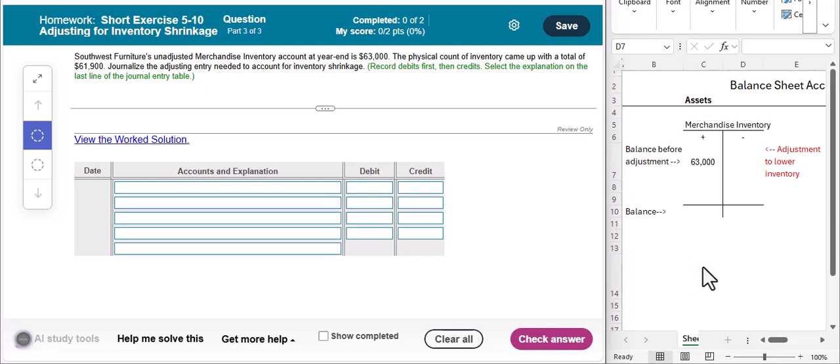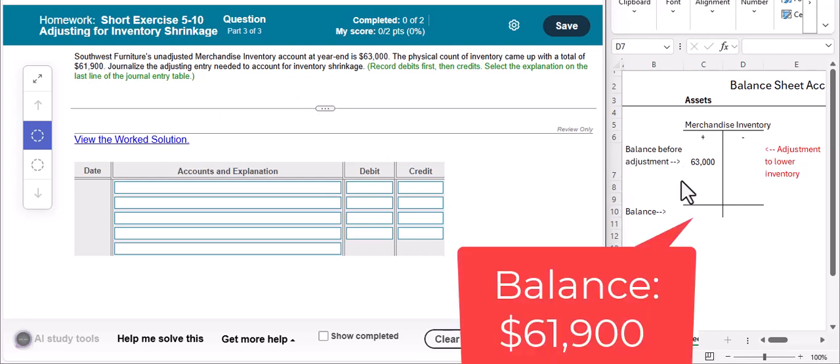So I've got this merchandise inventory account. Remember, the plus side is on the left side, the minus side is on the right, as this is an asset. So we have our balance here before adjustments, which is 63,000. But then we sent our interns and they count the inventory and they find that we only have 61,900. So we need to adjust this amount, the 63,000, down to 61,900.